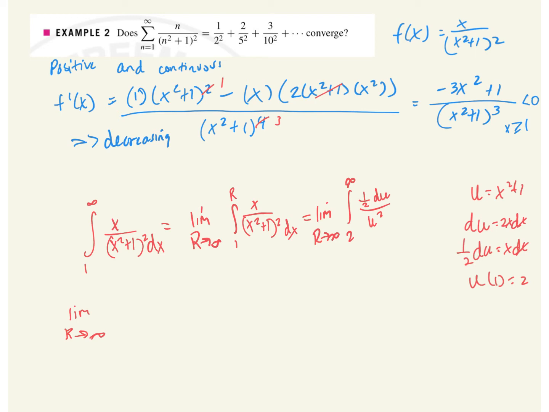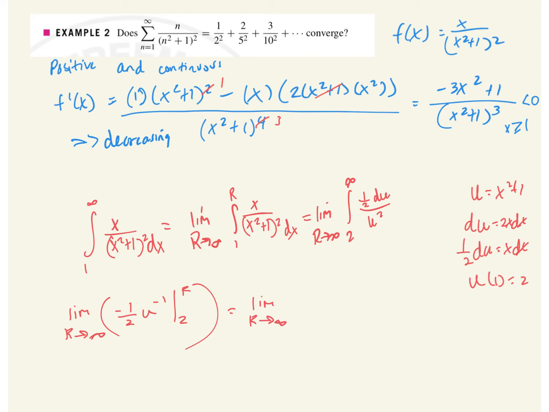Yep. So when I anti-derive this 1/2 over u squared, I have a negative 1/2 u to the negative 1 from 2 to r. And I'm taking the limit of that as r goes to infinity. So I end up simplifying here.